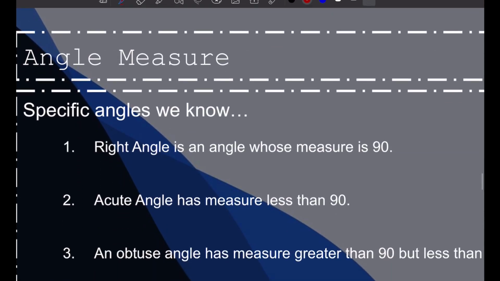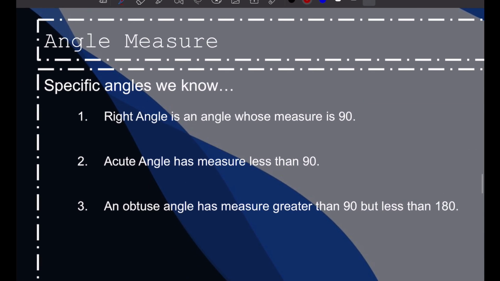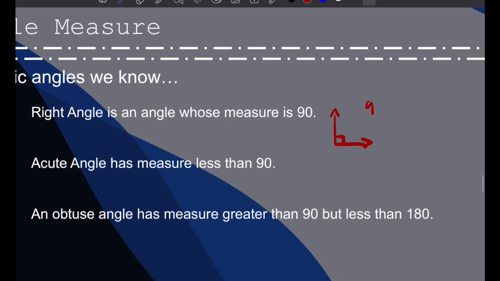Okay, so let's go ahead and move on to something that we already know. We should know what a right angle is, what an acute angle is, and an obtuse angle. A right angle is an angle whose measure is 90 degrees, right? So when you have something like this, and then there's like that weird square, that is what you call a right angle. It's 90 degrees, okay? So it's a 90-degree angle, and that's pretty much it.